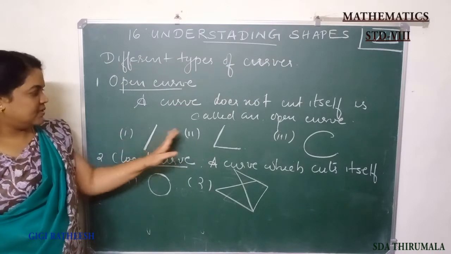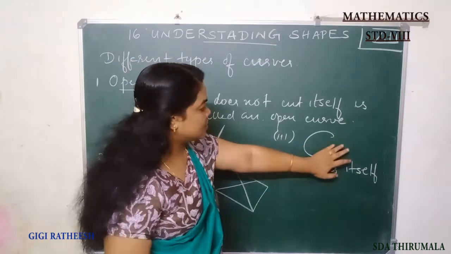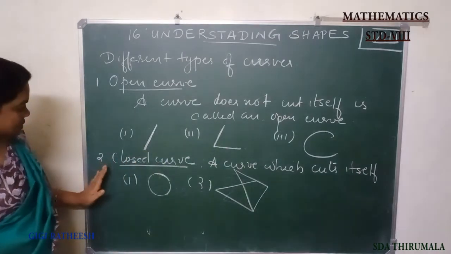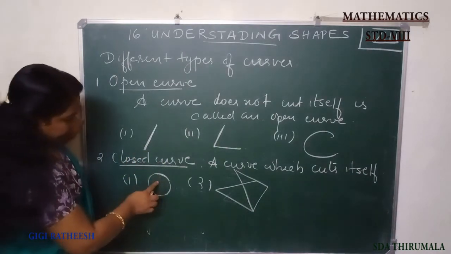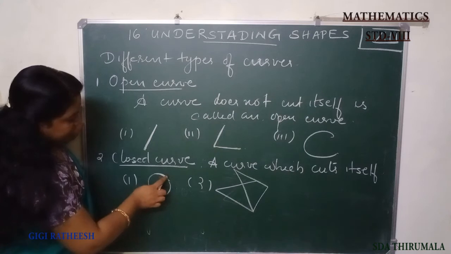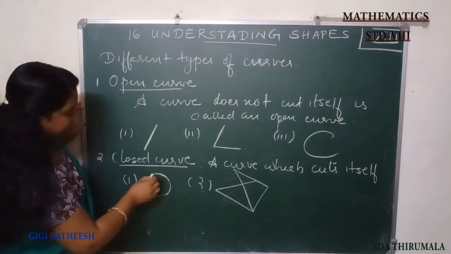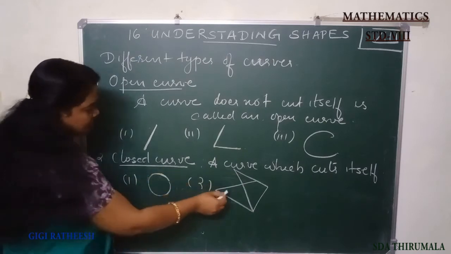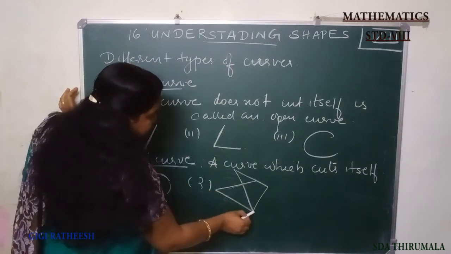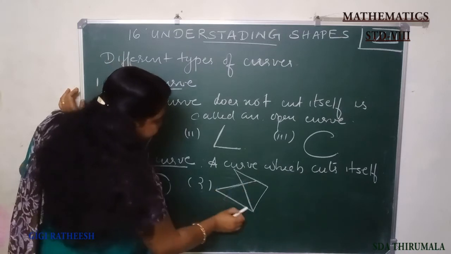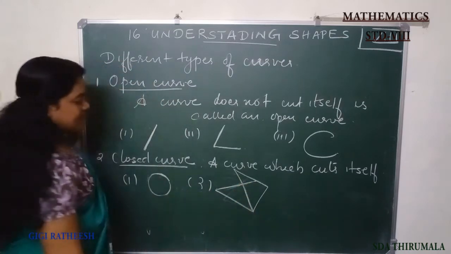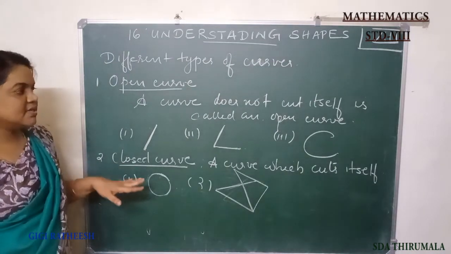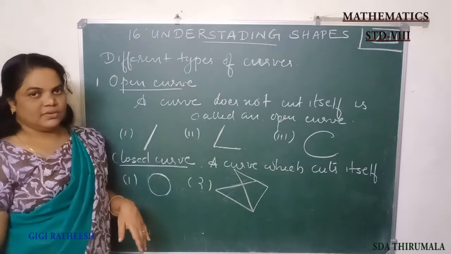This is an open curve, this is an open curve, and this is an open curve. This is not closed. The second one is a closed curve. This is not open. It is a curve which cuts itself. Here it is joining here, and here also. Here the curve is joined and cuts itself in various parts. A curve which cuts itself is called a closed curve.